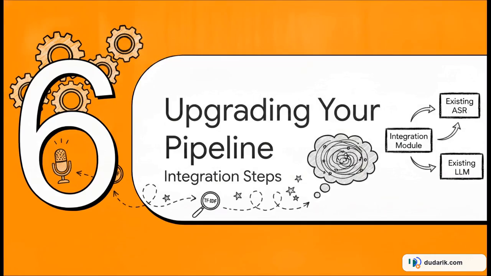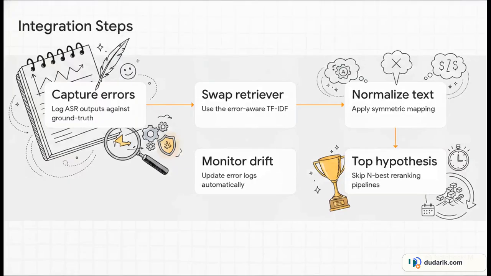That brings us to Section 6, Upgrading your pipeline. If you want to grab these efficiency gains without going through the headache of retraining your entire ASR model or your LLM, here is exactly how you integrate this into your existing architecture. Follow these 5 straightforward steps, and you completely avoid those complex N-best re-ranking pipelines, preserving your inference speed. Step 1, capture historical errors. Literally just log your ASR outputs against ground truth corrections during validation to build out your matrix.